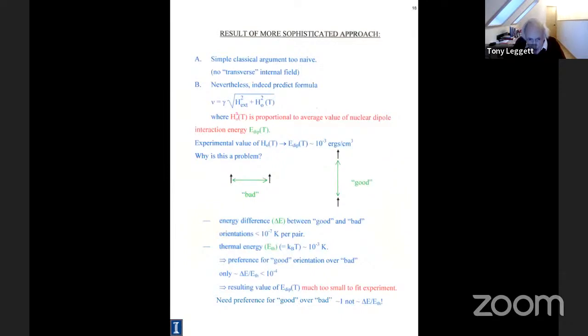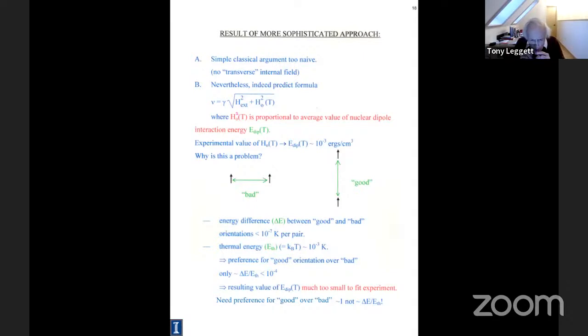Well, we could do a more sophisticated approach, which is what I tried to do way back in 1973. And it turns out, first of all, that the simple classical argument with a simple transverse field related to the external one is a bit too naive. Nevertheless, you do indeed predict a formula of the Pythagorean form where H0 squared is proportional to the average value of the nuclear dipole interaction energy. So let's just think for a moment about that.